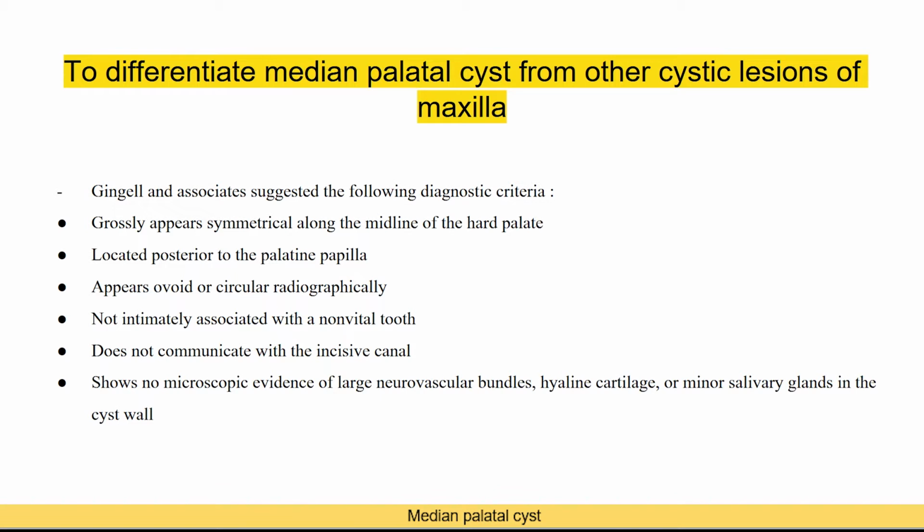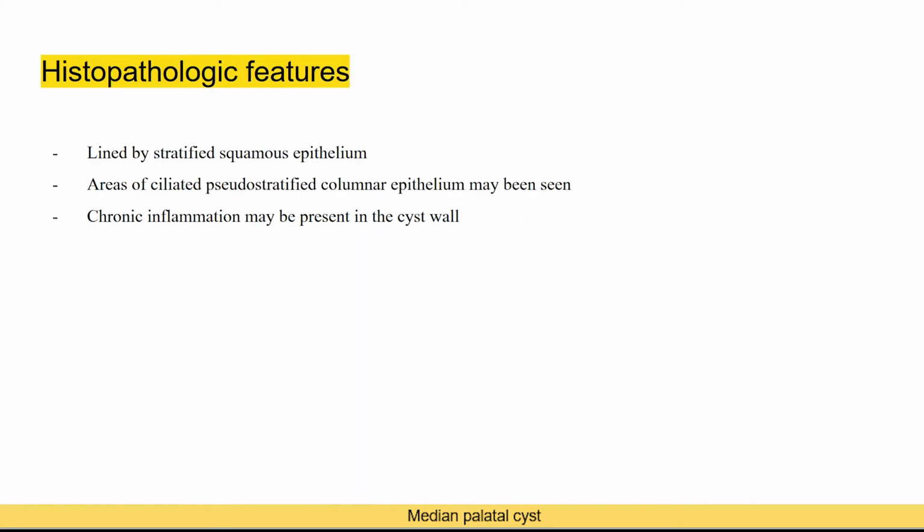It shows no microscopic evidence of large neuromuscular bundles, hyaline cartilage, or minor salivary glands in the cyst wall. The histopathologic features of median palatal cyst: it is lined by stratified squamous epithelium. Areas of ciliated pseudostratified columnar epithelium may be seen. Chronic inflammation may be present in the cyst wall.